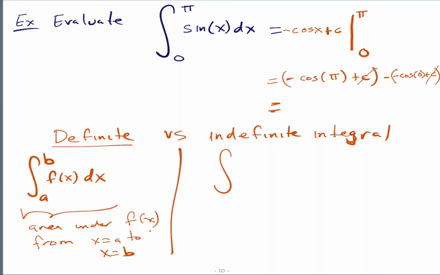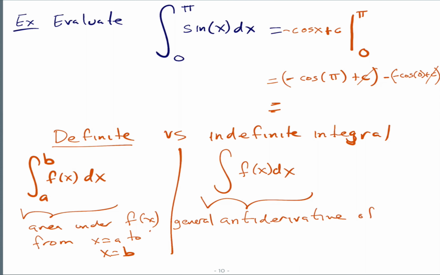Indefinite integral looks like this. No a and b. So what does this mean? What do I do here? Find the general antiderivative of f. Right? So, actually, now that I think about it, I don't know if we mentioned the indefinite integral back then. Did we? No. Yeah, I think maybe we didn't, because I didn't want to confuse.